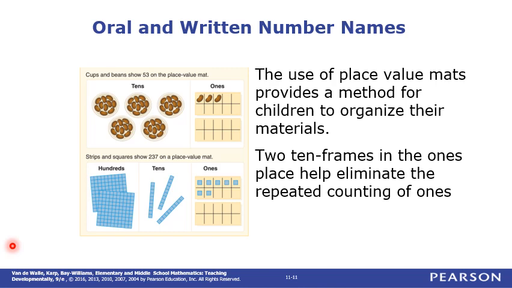Now we also note that in both of these mats, they have a left to right design, meaning the biggest unit's on the left and then all the way on the right is the smallest unit. This is important too, just because it helps our students connect the oral names to the written numbers, right? Because that's how we write out our numbers. The biggest place value is always on the left, and the ones are always on the right.